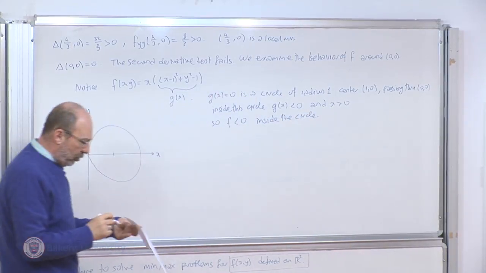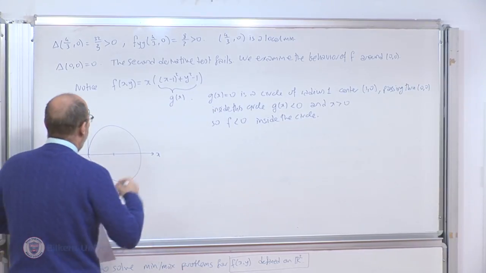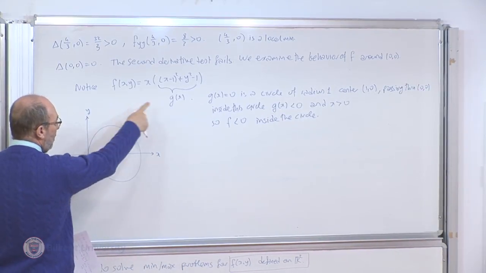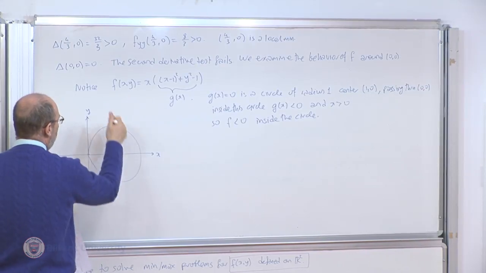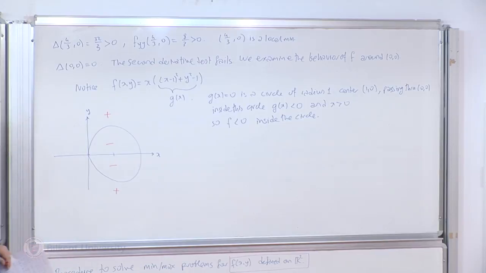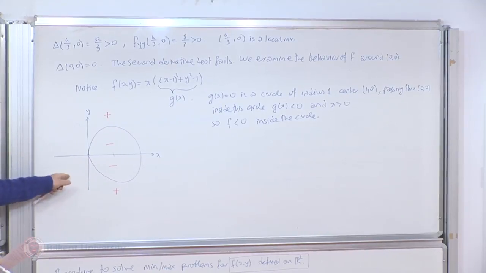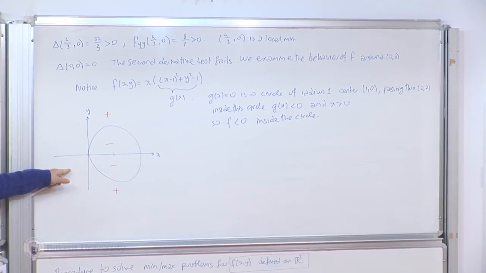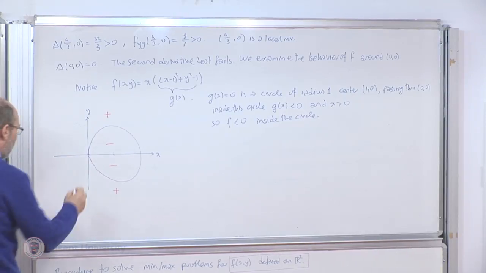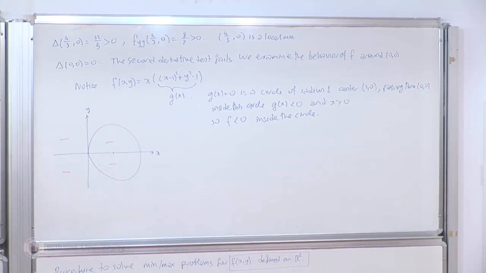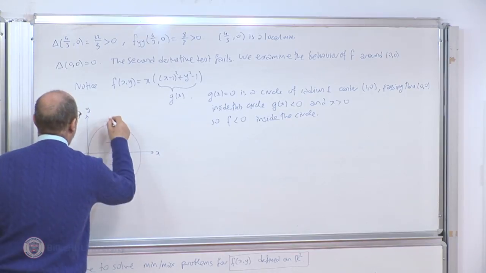Okay, so let me use red to denote the signs of f. So here f is negative, here f is negative. Outside here, g is positive, x is positive here. So the function is positive here. But let's also check what happens here. This is outside the circle, so g is positive, x is negative. So f is negative here. Maybe I make the pluses green because that's the picture that we want. So it's plus here, plus here.